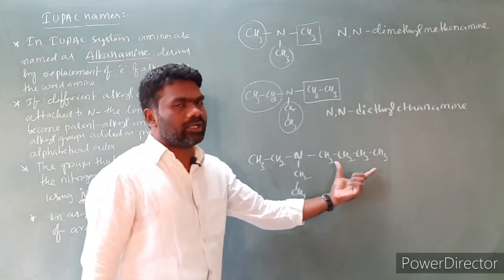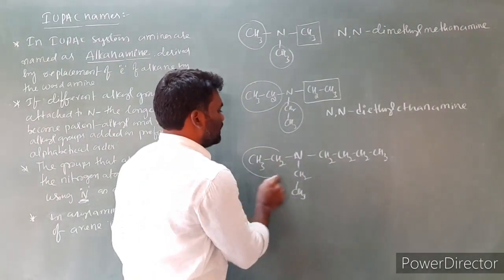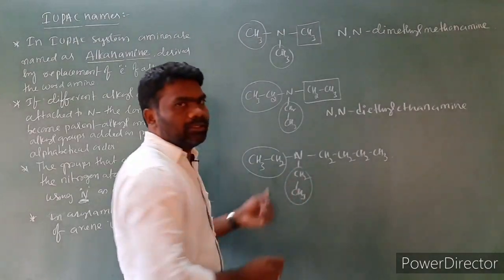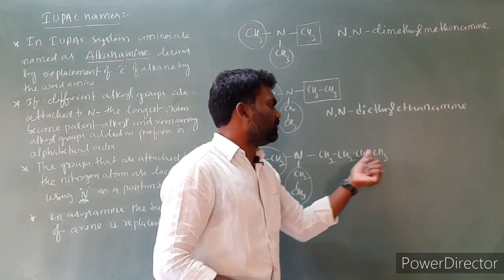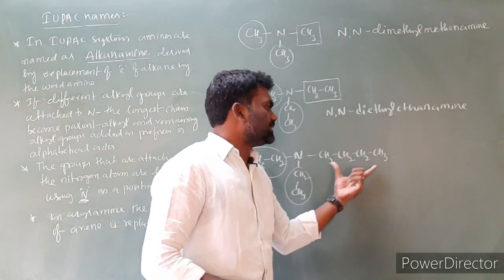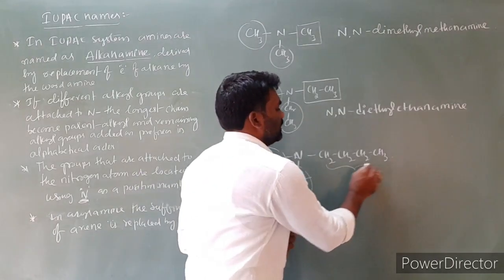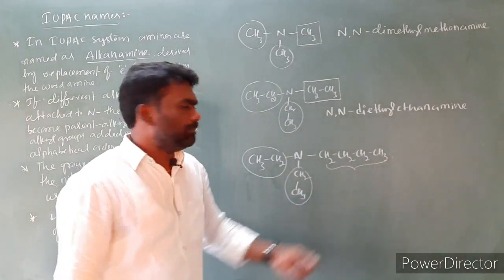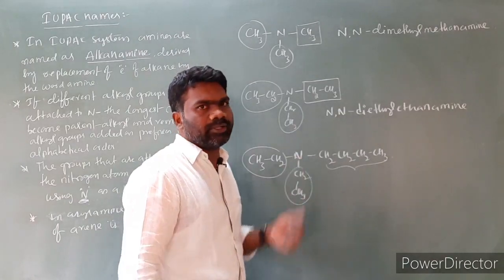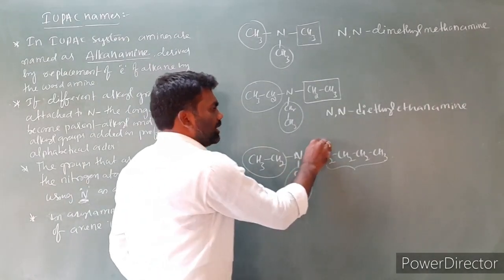Look at this example. I changed this alkyl group. Then this is what? Ethyl. Then this is 1, 2, 3, 4 carbons. So this is the longest chain. This will be taken as the parent. These are the substituents attached to the nitrogen. Then what is the name of this compound? We have to give numbering to it.